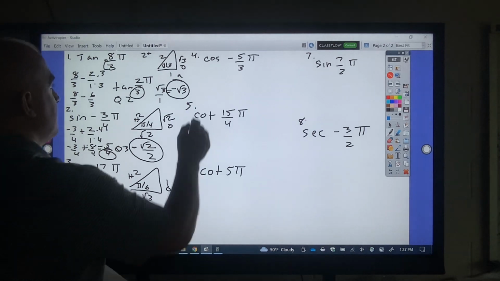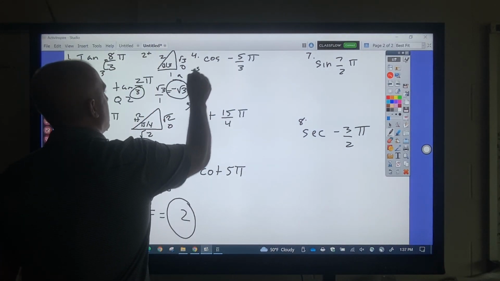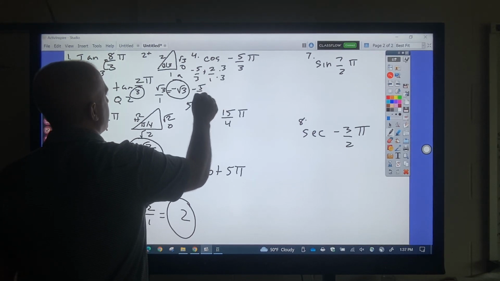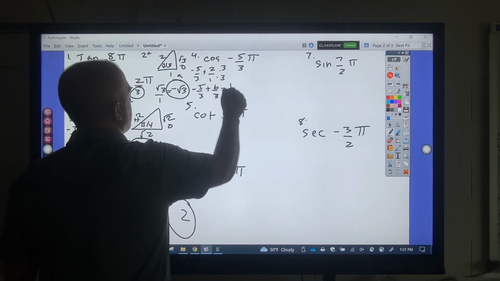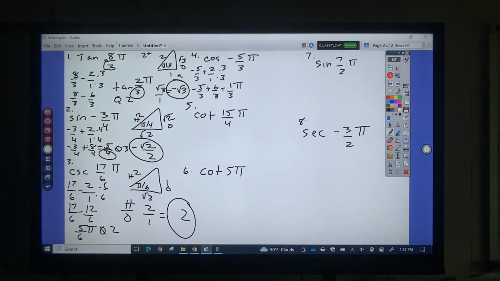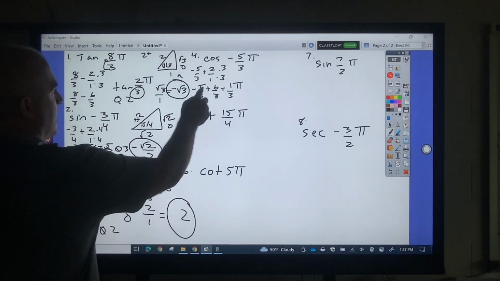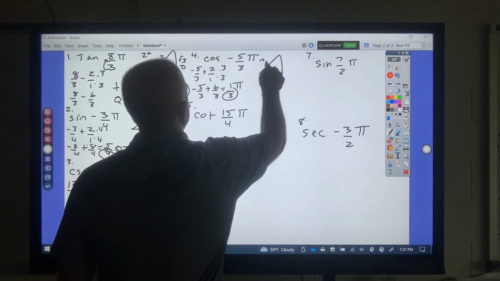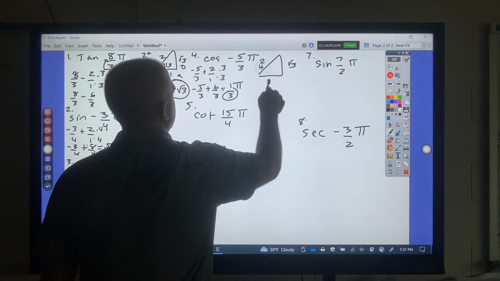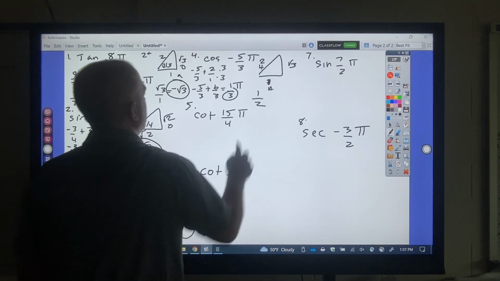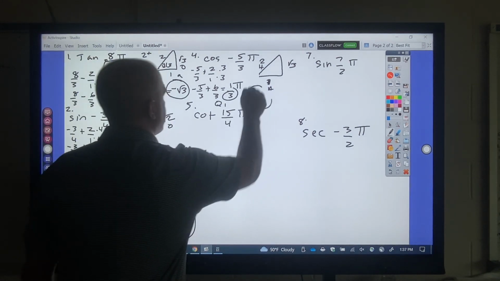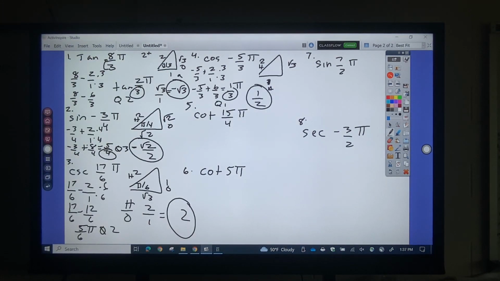So now we're going on to this one. That's a negative 5/3, so I would want to add 2 over 1. So it's negative 5/3 plus 6/3 is 1/3 pi. Cosine is a over h. My triangle is that same one here: 1, 2, square root of 3. A over h is 1 over 2. This is in quadrant number 1, so everything's going to be positive there, which would be 1/2.